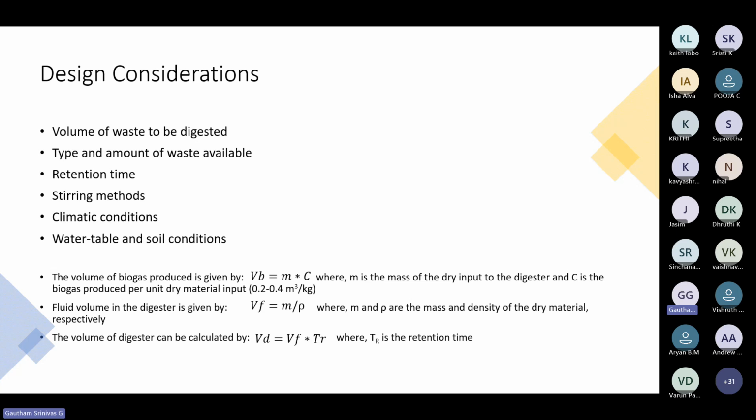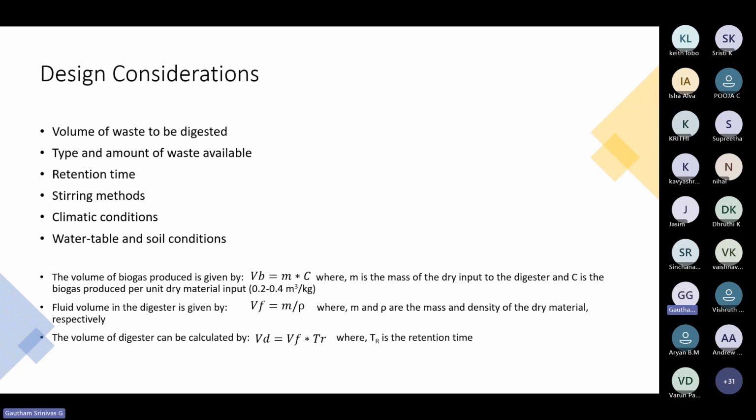So this is the mass and density of the dry material. So that is the volume of fluid in the digester. Using this, the volume of the digester can be calculated.